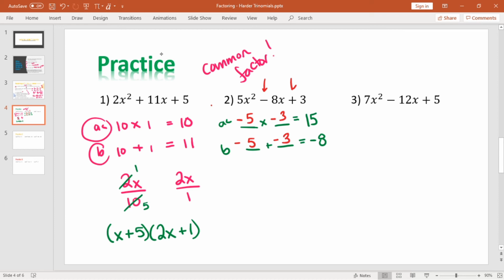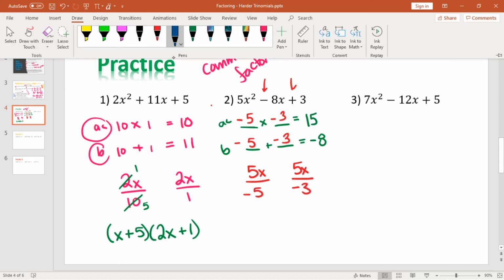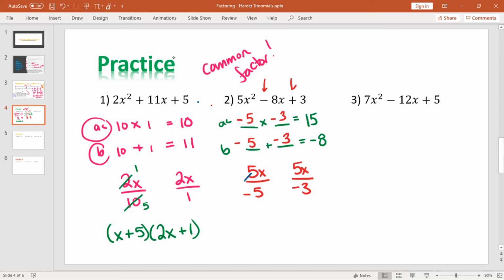Write down ax twice. So taking that a value and just putting an x beside it, and then writing down your two factors, -5 and -3. Oh, this could be 1. Noticing that negative sign is going to stay there, and I can't reduce 5 over -3. So my first binomial is going to be x minus 1, and my second binomial will be 5x minus 3.